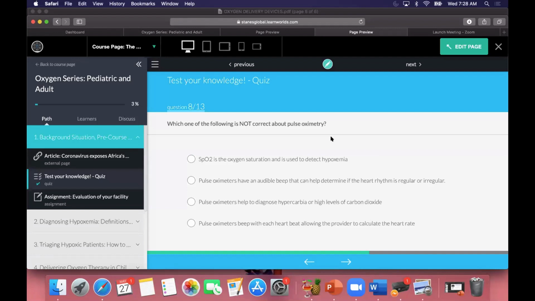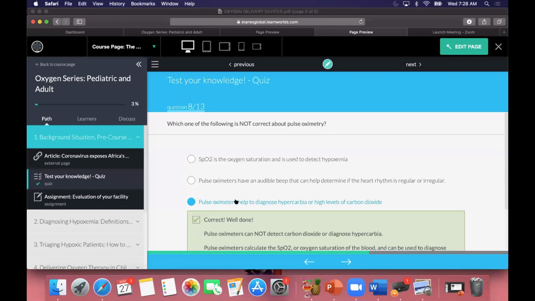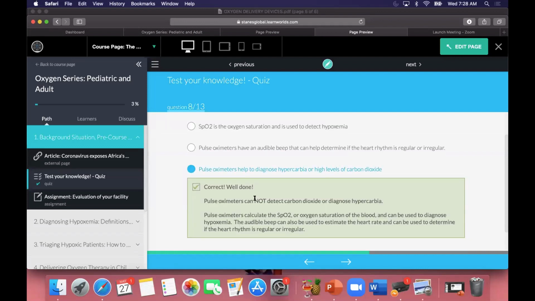So the answer is, the one that is incorrect or not correct about pulse oximetry is that pulse oximeters help diagnose hypercarbia or high levels of carbon dioxide. Pulse oximeters cannot detect carbon dioxide. They only detect oxygen. The SpO2 is the oxygen saturation, and it is used to detect hypoxemia, which is what we've been talking about today.